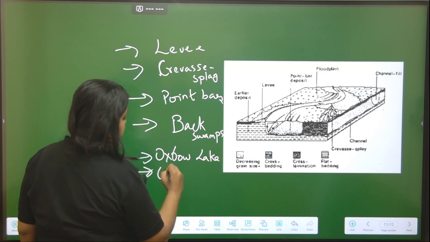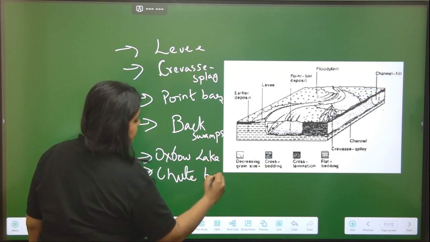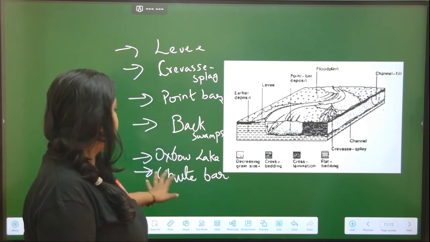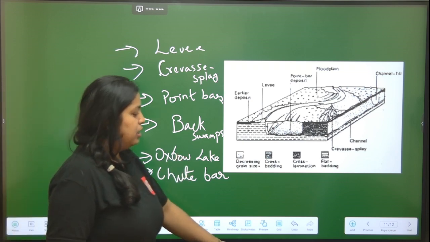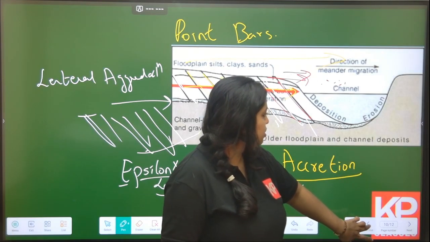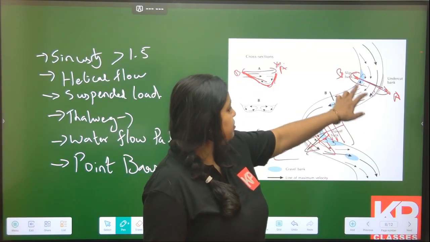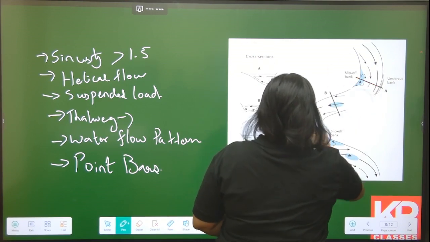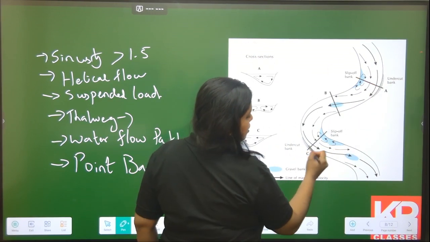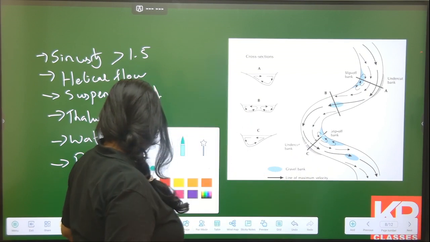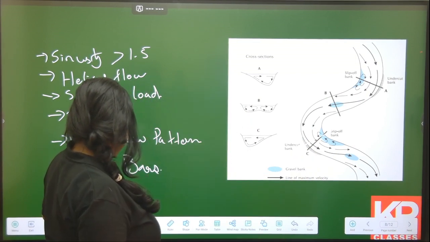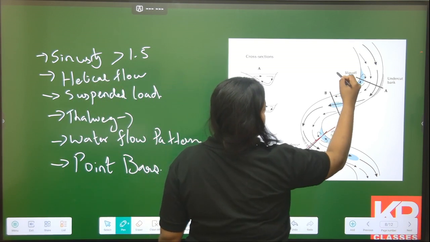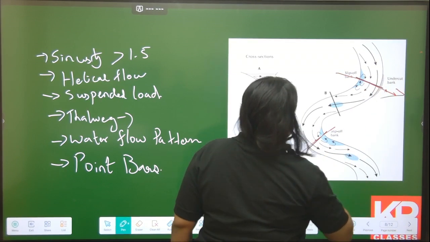There are more. There is chute, bar formation, etc. There are more terminologies. Okay, so first let's see what is Oxbow Lake. So as I said, the channel migration, the river channel is in this way. So imagine over here, here the migration will be happening towards this direction. Yeah, migration will happen in this direction. Here the migration will be happening towards this direction.